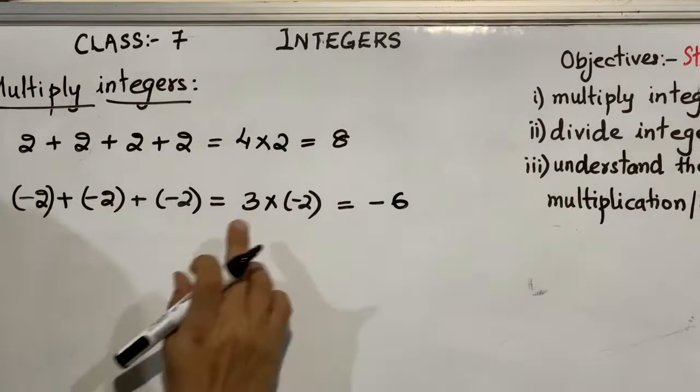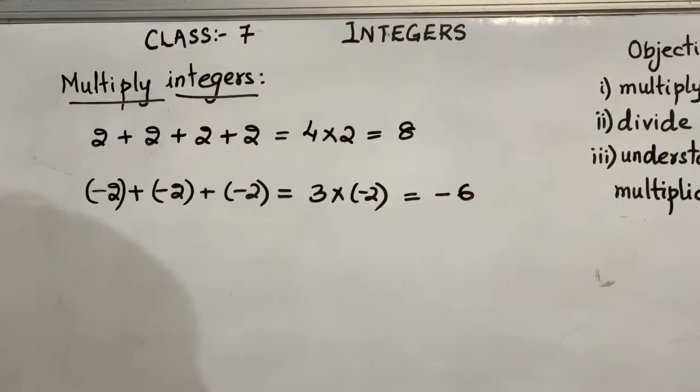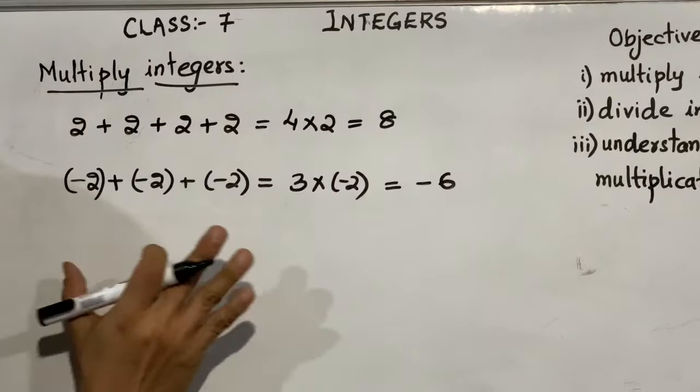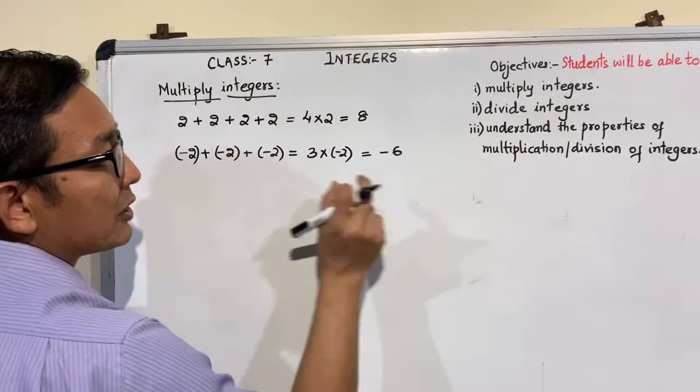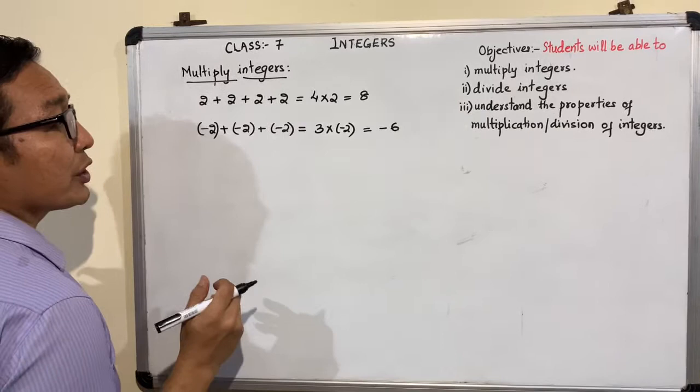So repeated addition is called multiplication. Multiplication of integers has two types: where there will be different signs and same sign.